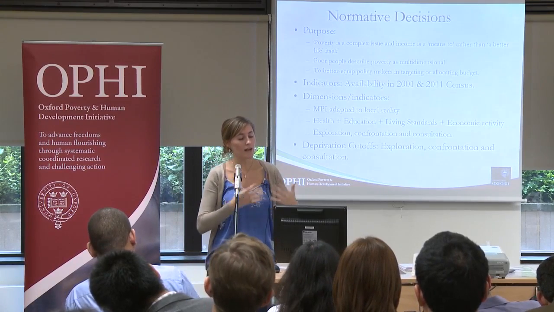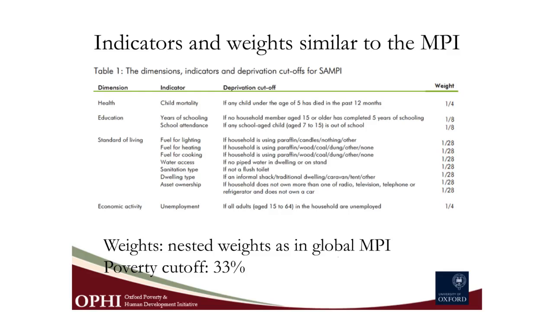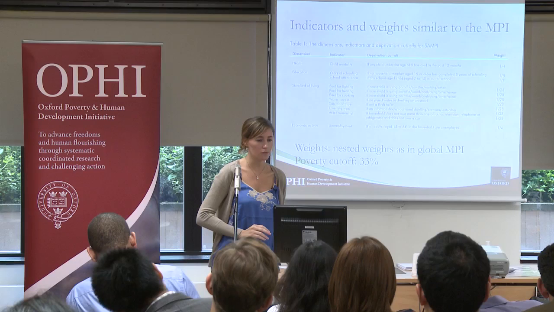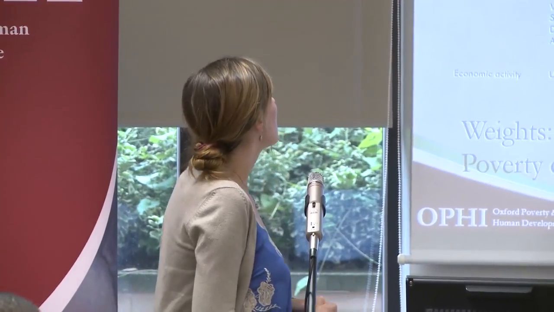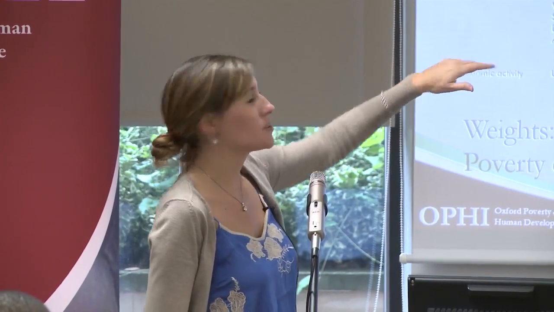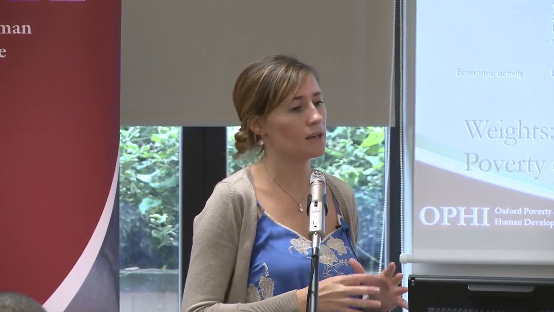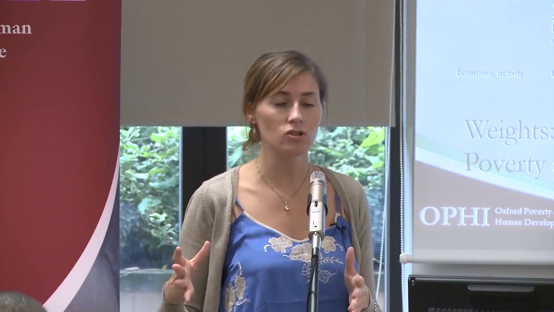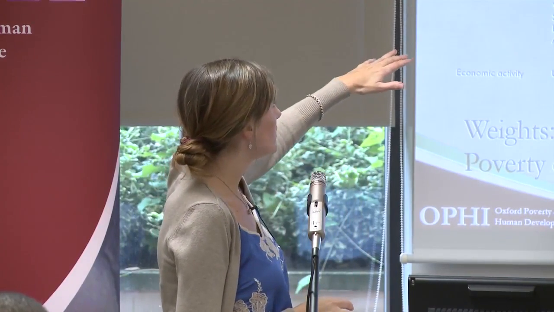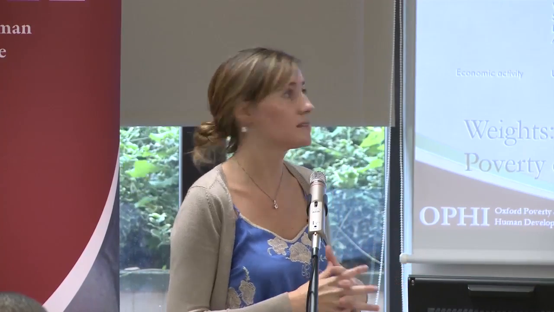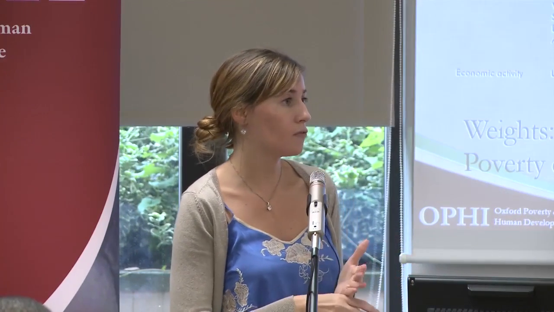But basically, when they had to decide then the particular indicators, they were also quite close to the MPI in terms of definitions, and the same in the case of the weights and the poverty cutoff. Here in this table we have, I don't know if you'll be able to see it, but I will read it in any case. Here you have the particular indicators, the deprivation cutoffs, and the weights that were used in the case of the SAMPI. As you can see in the case of health, we only have one indicator, which is child mortality, basically because the census doesn't have any information on nutrition. So they were not able to include this indicator. Now, the child mortality indicator is similar to the one we have in the global MPI. It's not exactly the same because it's considering the deaths that happened in the household in the last year and for children that were under five at the time of the death.